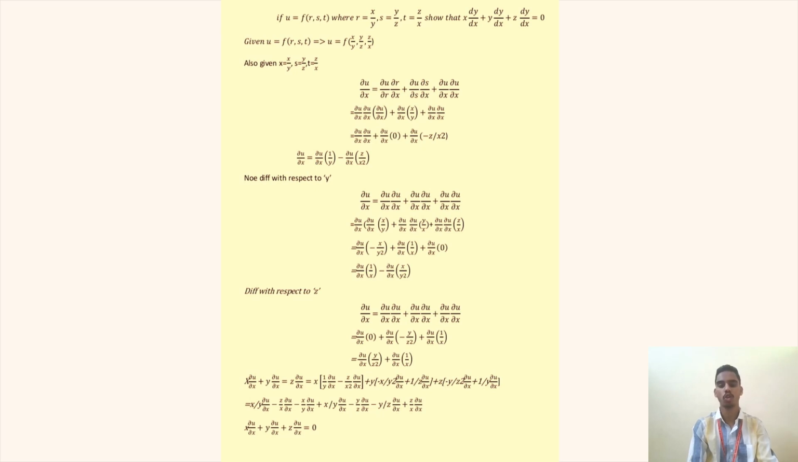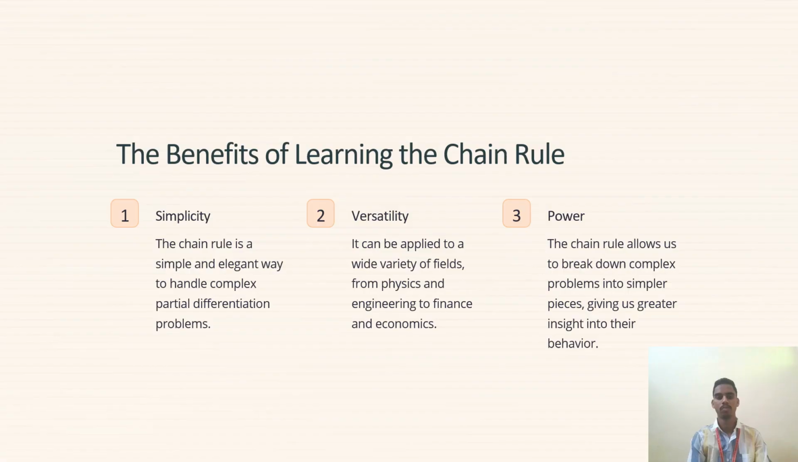Dou u by dou z equals dou u by dou r into dou r by dou z plus dou u by dou s into dou s by dou z plus dou u by dou t into dou t by dou z. In the next step, dou u by dou r into 0 plus dou u by dou s into minus y by z squared plus dou u by dou t into 1 by x, which equals dou u by dou s into minus y by z squared plus dou u by dou t into 1 by x. After doing the simplification, you get x dou u by dou x plus y dou u by dou y plus z dou u by dou z equals 0. Hence proved.